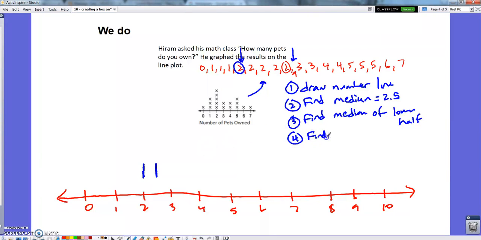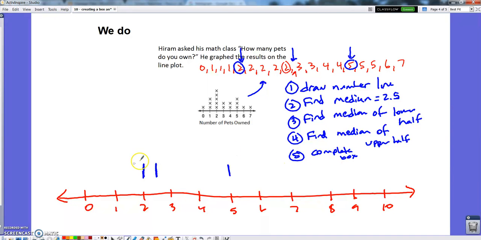Next, find the median of the upper half. So that I think is going to be this, right? If it's that 5, 1, 2, 3, 4 on this side, 1, 2, 3, 4 on this side, so it's that 5 line segment. Next step, complete the box. So I'm going to make a box including those values. Check.